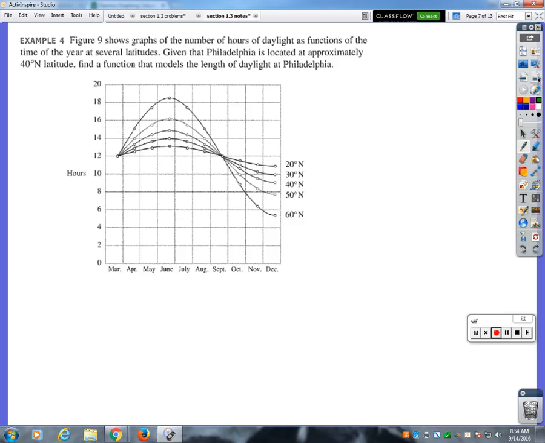Okay, figure 9 shows graphs of the number of hours of daylight as a function of the time of year at several latitudes. Given that Philadelphia is located at approximately 40 degrees latitude, find a function that models the length of daylight at Philadelphia. So Philadelphia is this guy right here.